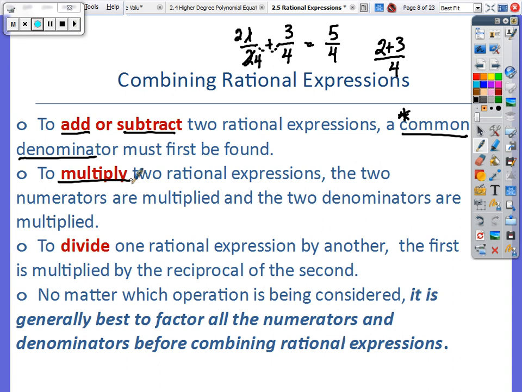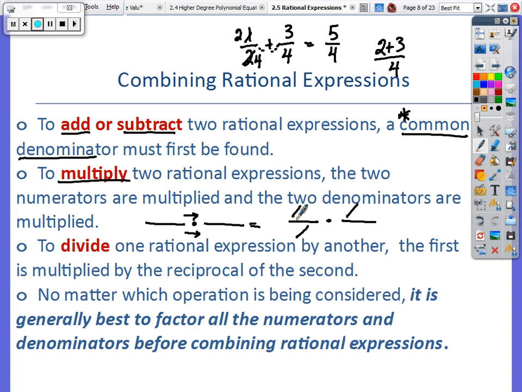When you multiply, all you got to do is multiply straight across the top. So if you're multiplying two fractions, you're going to multiply straight across the top and straight across the bottom, and then you might want to reduce. Another method is, if you have a fraction times a fraction, you can actually look to cross cancel.